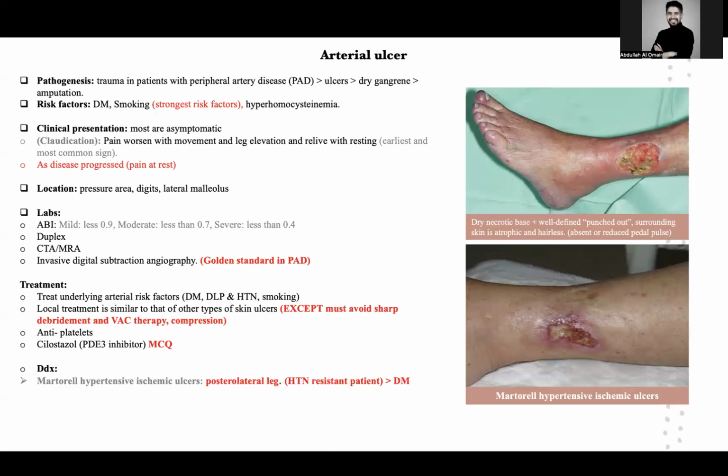There is a subdivision under arterial ulcer, which is this picture, called Martorell hypertensive ulcer. The main difference is that it's in the posterior lateral leg rather than the lateral part of the foot here.